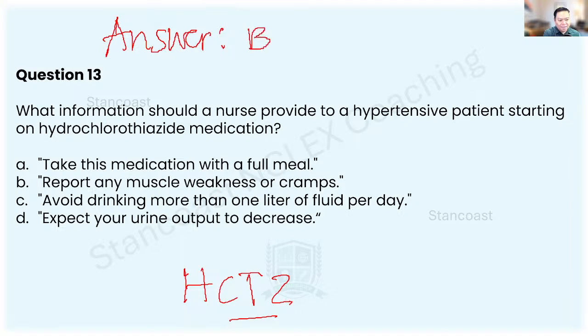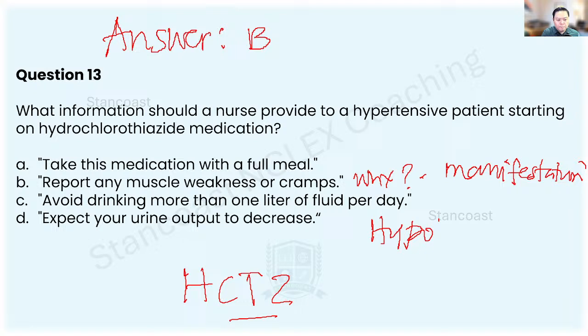Why letter B? Well, because if they have muscle weakness, or if they are developing cramping, this is a sign that they might have what? Hypokalemia, all right? Manifestation of hypokalemia, low potassium level. Remember about the hydrochlorothiazide effects.